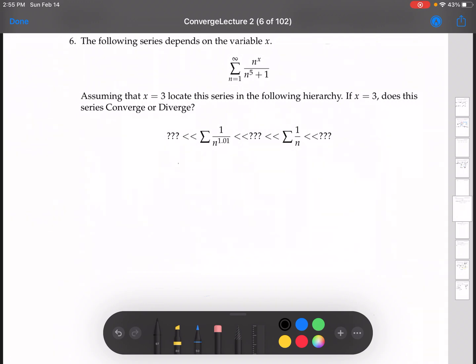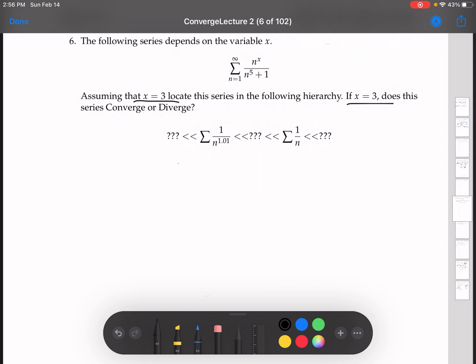In this example, we're given a series that depends on the variable x. You can see the variable x in the series there. The idea is that different values of x give a different series. In this problem, we're given a specific value for x, x equals 3.